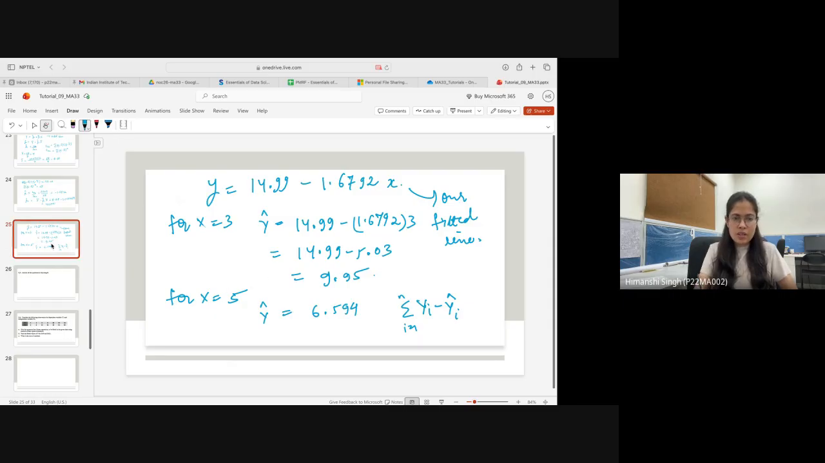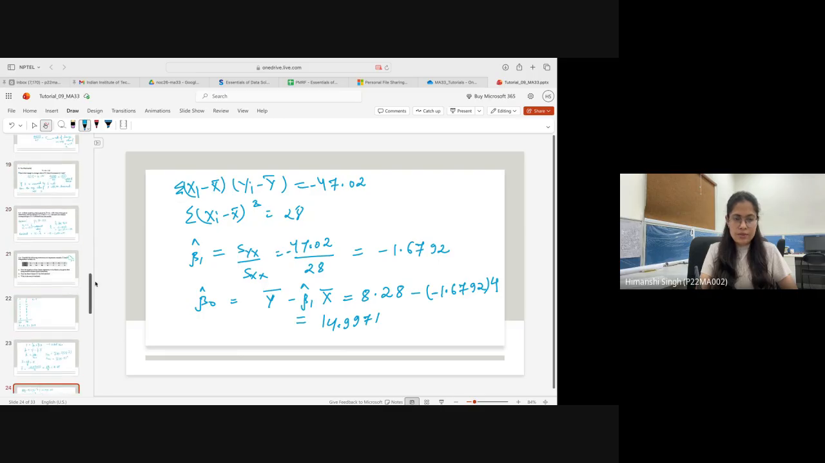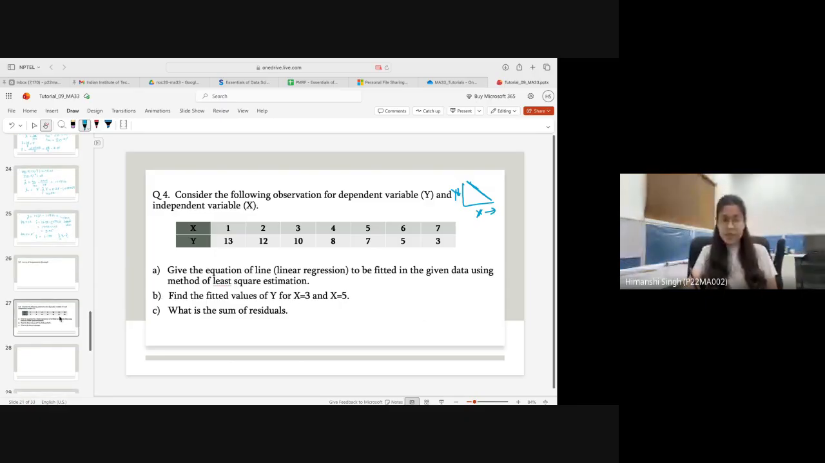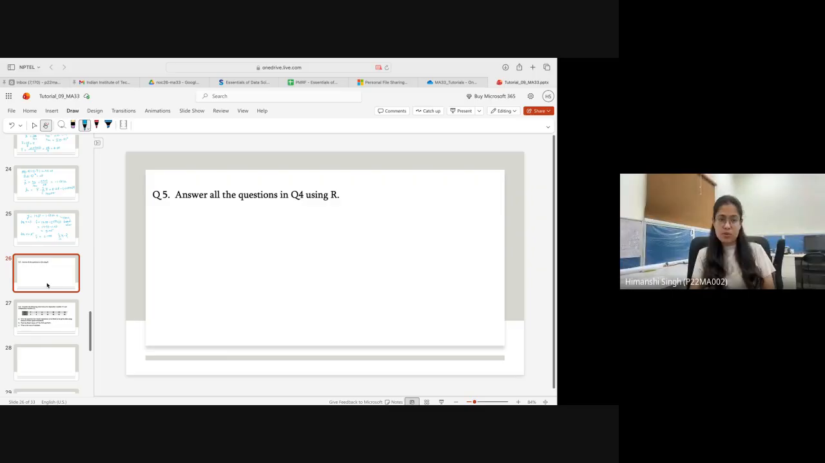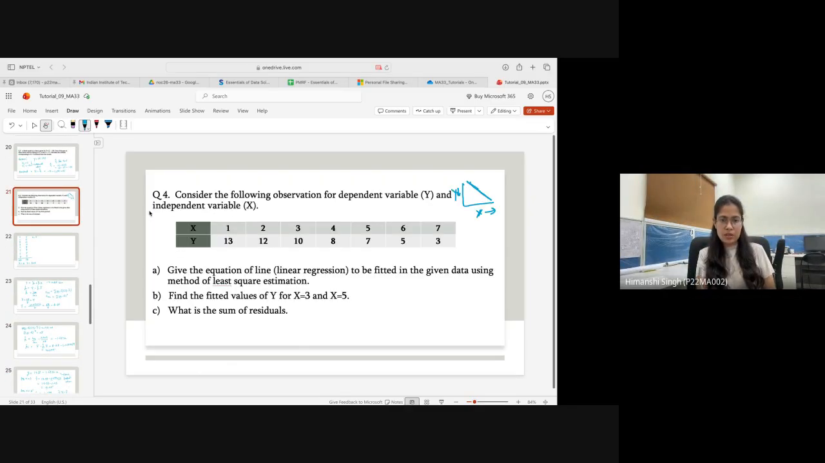Here we have done all the calculation, because I just wanted to show you how things work and how we do the calculation. But if we use R, all of these things become very easy. In this question it is asked to answer all the questions in question 4 using R. So I will show everything we have discussed here in R first.